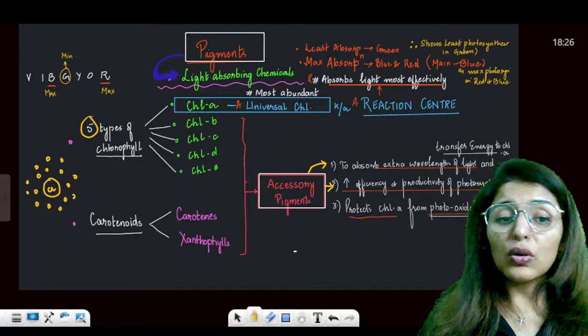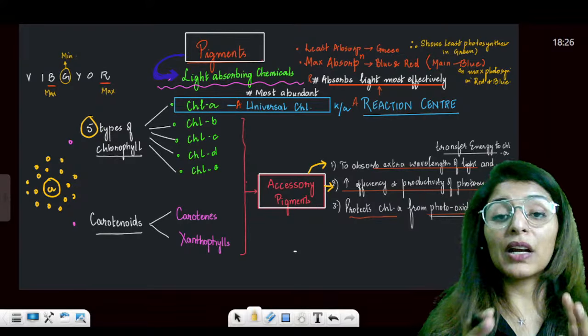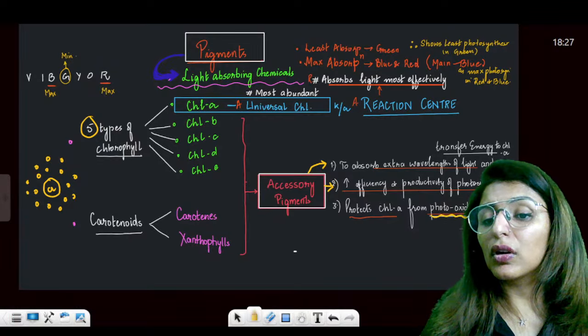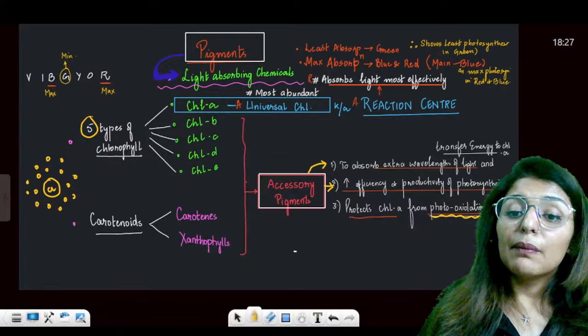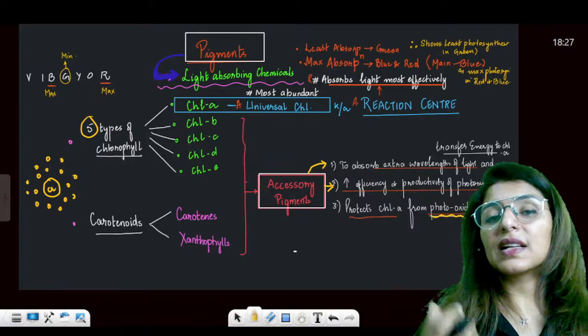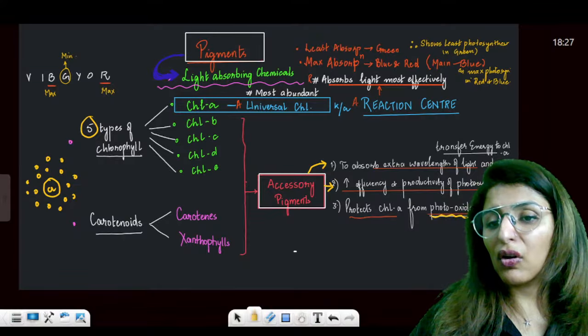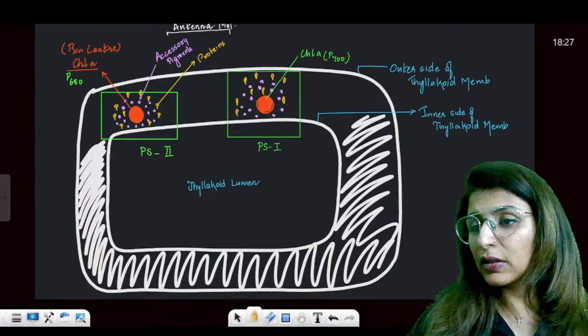Are these clear? So they are surrounding chlorophyll A, and they will protect chlorophyll A from getting destroyed by high intensity of light. So they protect from photo-oxidation. Are these points clear to all? Then third, by absorbing extra wavelengths, they are basically going to increase the efficiency of chlorophyll A and increase the productivity of photosynthesis as well. Please let me know that all these points are clear to you all.